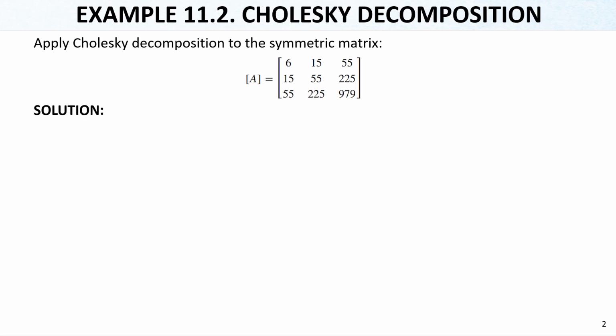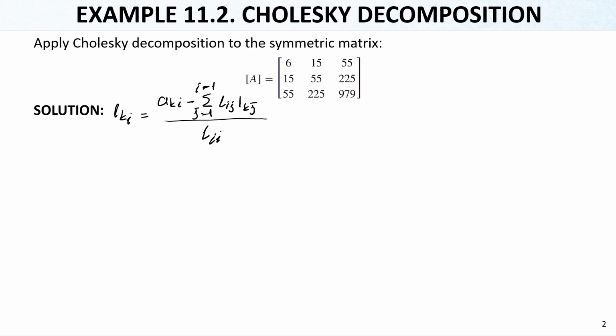Then, of course, we will use our equations, which were, maybe we can write them here quickly. L_ki is equivalent to a_ki minus the summation, i minus 1, j equals 1, L_ij L_kj, divided by L_ii.